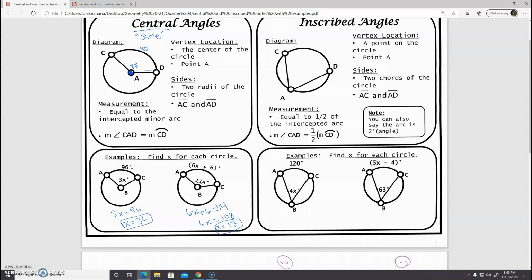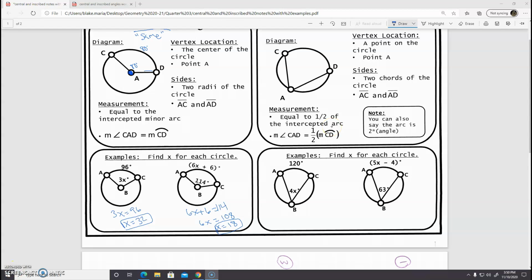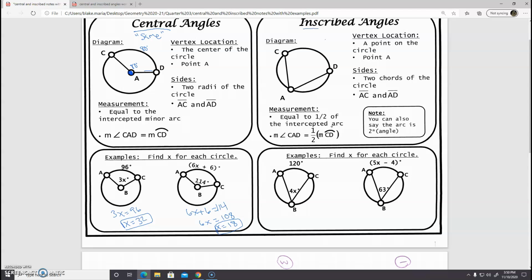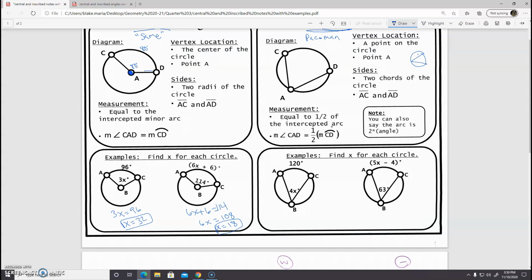All right, so that was central angles. So central, whatever the angle is, the arc is the same. And then we have inscribed angles. Inscribed angles, I like to call this Pac-Man. Because it kind of looks like a Pac-Man mouth to me, if you think about Pac-Man. There. Kind of looks like a Pac-Man to me, but I always call this the Pac-Man theorem.